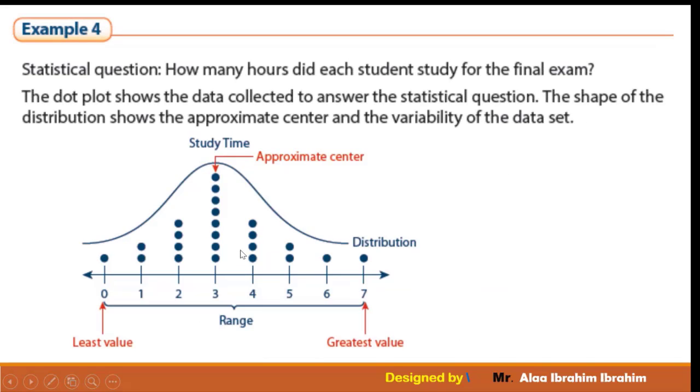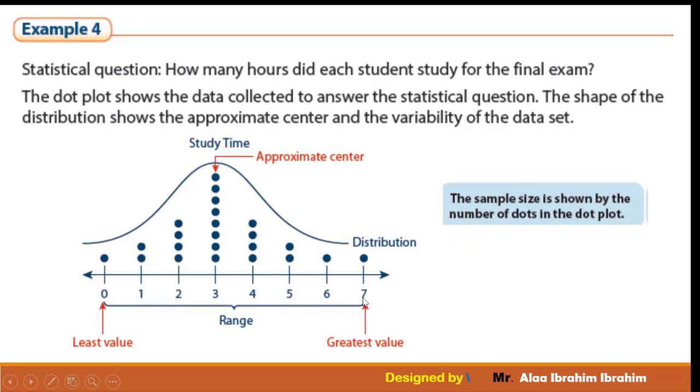Okay. Now we're going to this example. This example is a statistical question: how many hours did each student study for? The dot plots show the data collected through the answers to the statistical question. The shape of the distribution shows the approximate center and variability of the data set. So this is your bell, if you remember. This is your peak, your top, and the range is the biggest number minus the smallest number. So 7 minus 0, the answer will be your range.